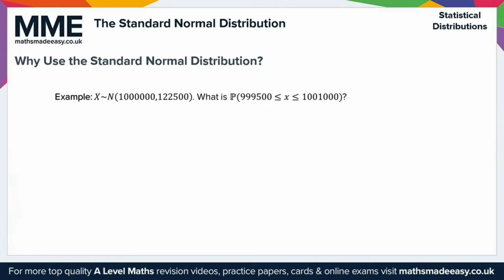To start with, let's take a look at why we use the standard normal distribution. One reason to use the standard normal distribution is to solve probability questions that could otherwise be difficult for a calculator to handle. So for example here, we've got our normal distribution for the random variable x, and we're asked to solve this probability question. So how would we do this here?